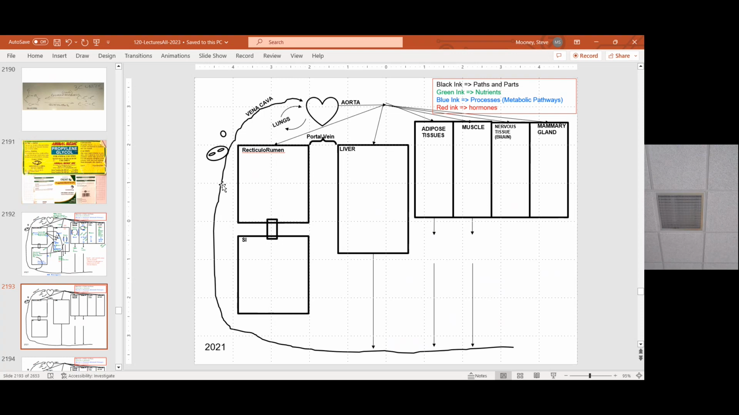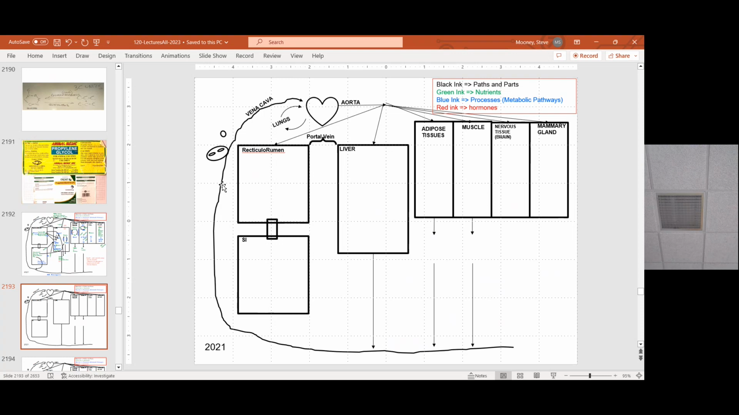We're going to go back into the vena cava, the inferior vena cava. Everything's going to feed back to the heart. We get to the heart, we pump out to the lungs, then back to the heart, and then we go out the aorta. The aorta is going to split off. It's going to go to the liver, the gastrointestinal tract, the fat tissue, adipose, muscle, nervous, or the mammary gland.